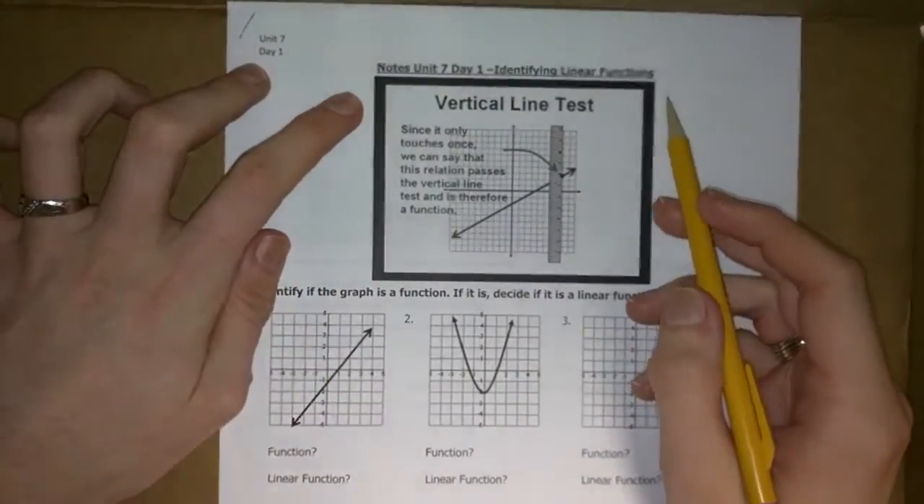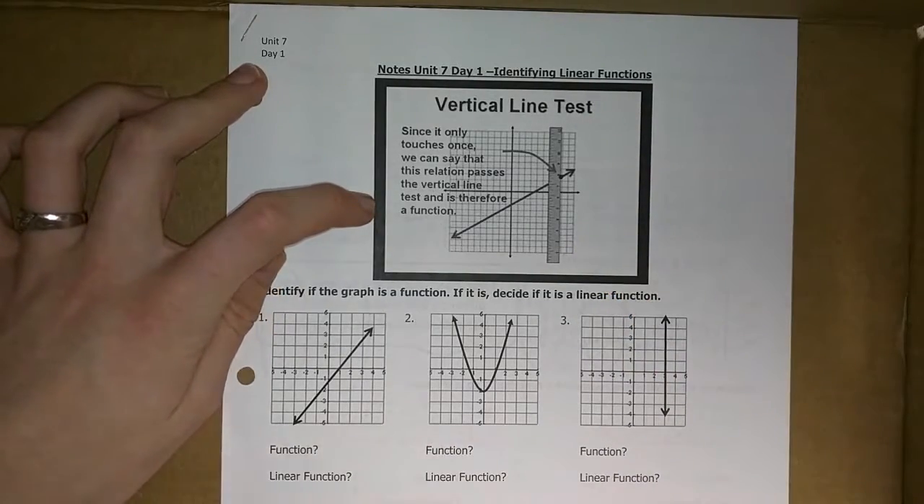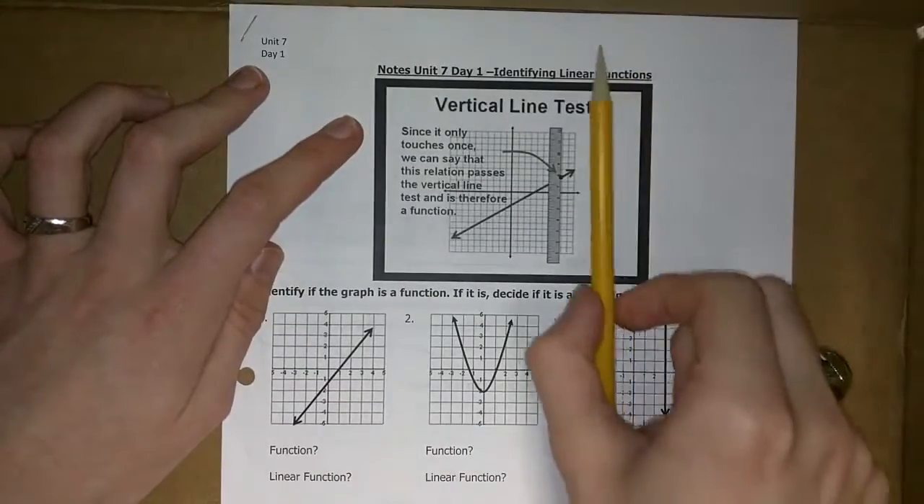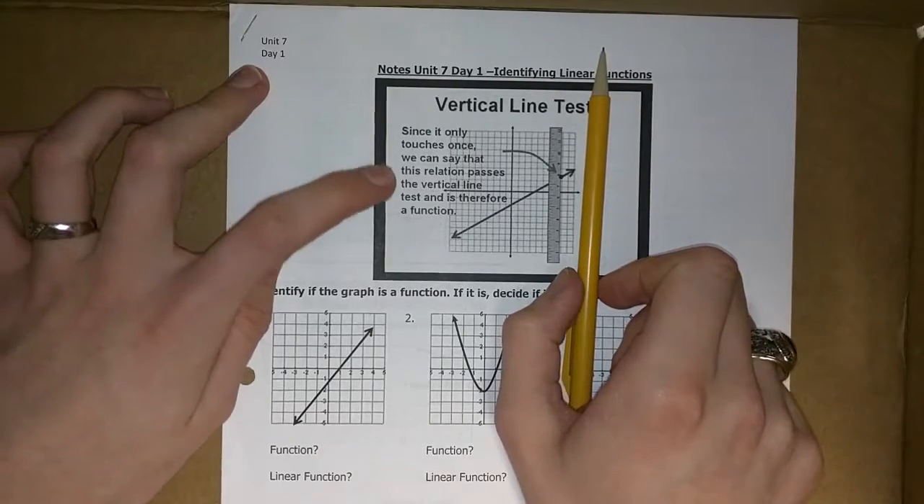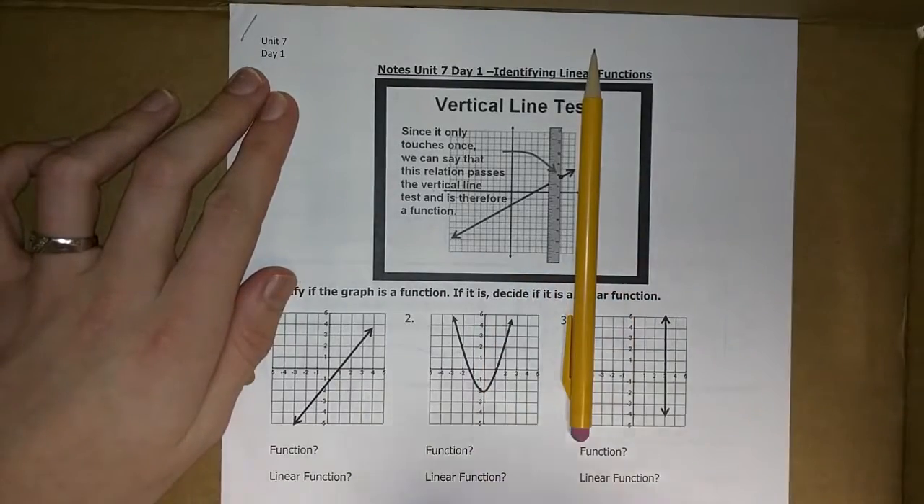All right, so first thing we're going to talk about is the vertical line test. We actually used this in the last unit to tell if things are functions or not. What it said is that if you can draw a vertical line, and it only hits this graph once, then it's a function. If it hits more than once, it's a problem.